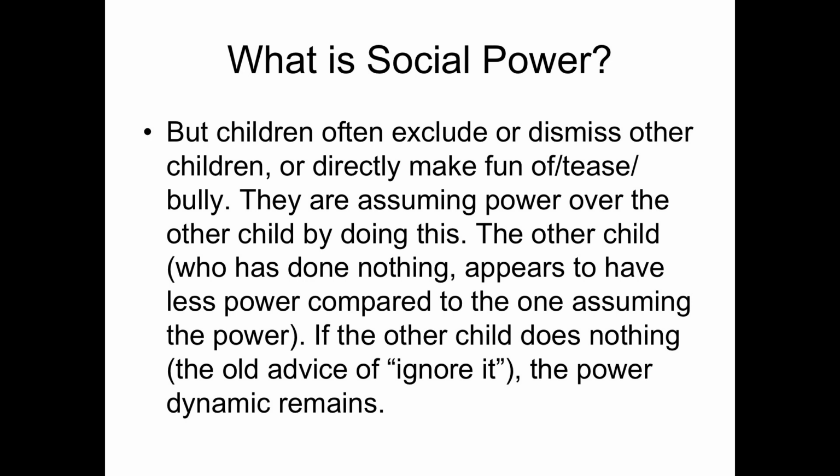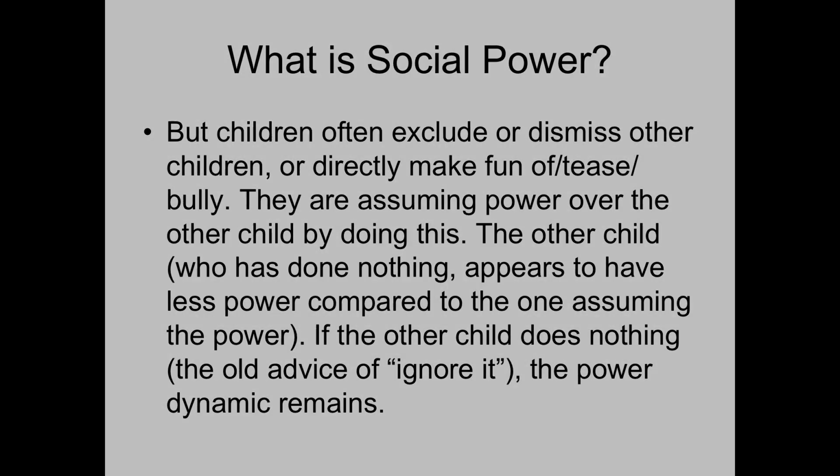So if the other child, who's now at the bottom of the asymmetrical dynamic, doesn't do anything, for example, the old age advice of just ignoring it. So if someone's bullying you, just ignore it. That actually doesn't work. And it also doesn't help correct the social power dynamic. So you have kids who are doing the right thing. They're being told by their parents, by the school counselor, by everyone, just ignore the bully, ignore this kid. And it's just continuing on and on.